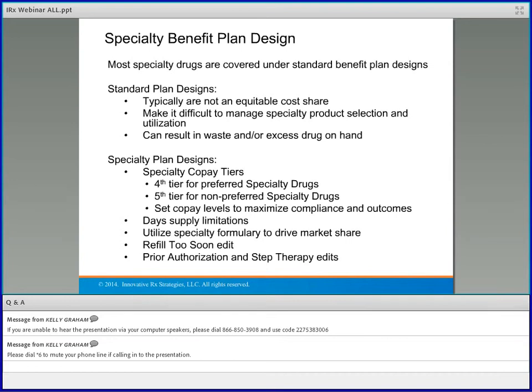A couple points I want to make about specialty plan designs. Just as you have generic, preferred and non-preferred copays for drugs dispensed at mail and retail, I very well expect on the specialty side you're going to see something very similar as more and more biosimilars come out. You'll probably end up having what we call a generic specialty or biosimilar or biogenerics specialty tier. You'll have preferred specialty drugs and non-preferred. So you could have three copay tiers on the specialty side as you would on the mail and retail side.